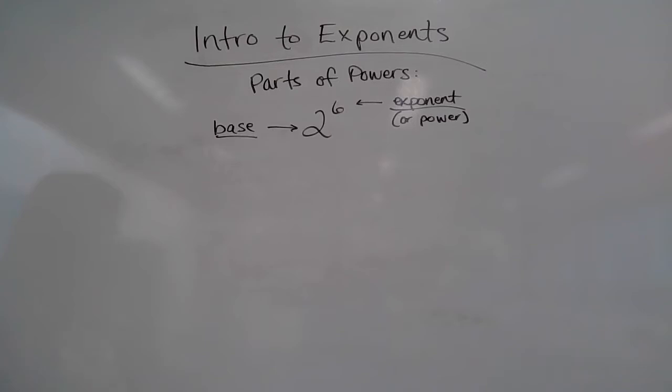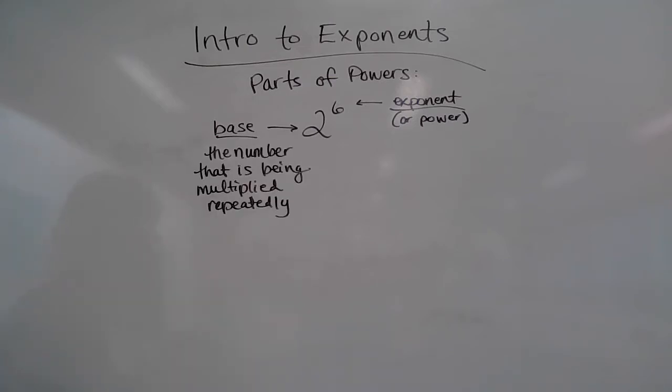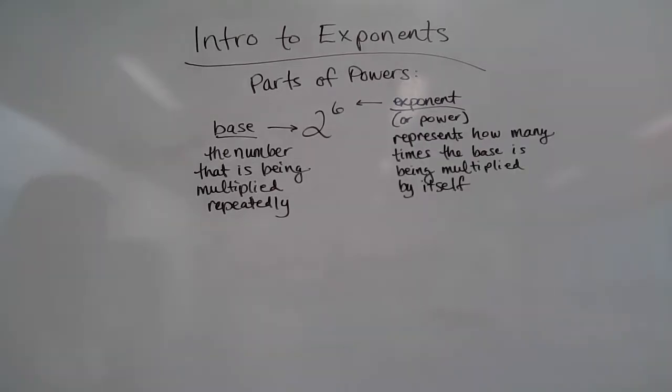In this expression, the 2 is called the base, and the 6 is called the exponent or the power. So we would say this as 2 to the power of 6 or 2 to the 6th power. The base is the number that is being multiplied repeatedly. Exponents or powers are a way to show a shortcut for repeated multiplication. So in this case, the 2 is the number that's being multiplied repeatedly. The power or the exponent represents how many times the base is being multiplied by itself.